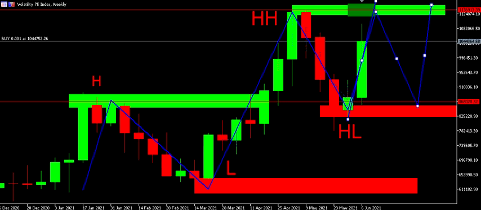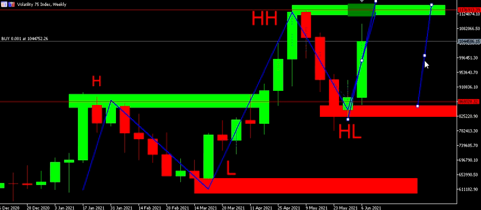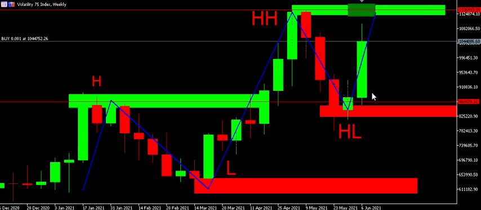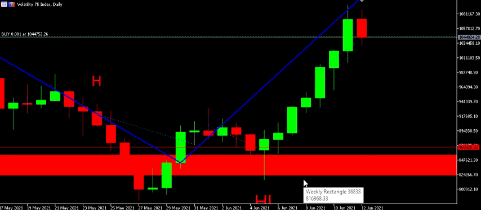Like I said, we are on the weekly time frame. So let's go to the daily time frame and see what we may likely have in line with price movement or price action. Okay, so going to the daily time frame, this is our daily time frame.